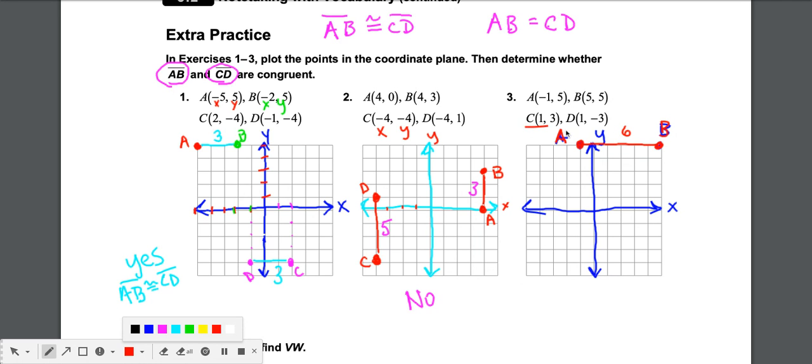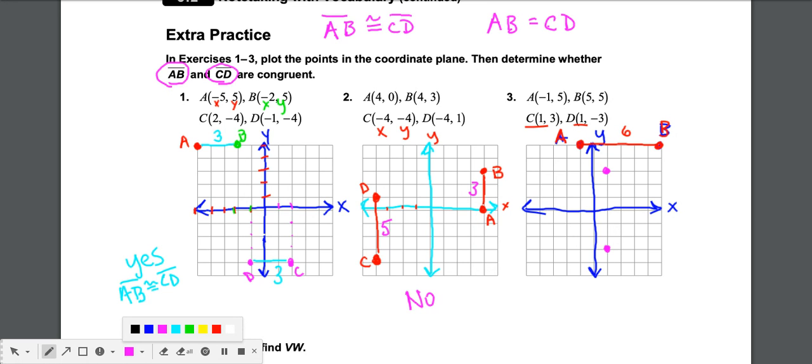Okay, let's do these two right here. C and D are next. So let's put those on there. 1, comma 3, over 1, up 3. 1, 2, 3 is right there. And that would be our C point. And the D point would be over 1, down 3. Would be -1, 2, and 3.